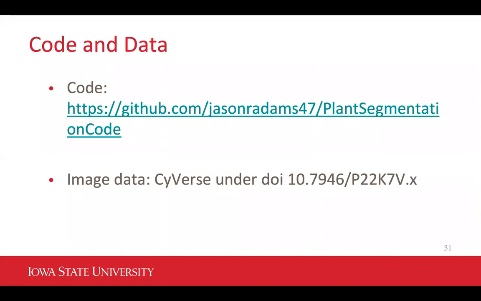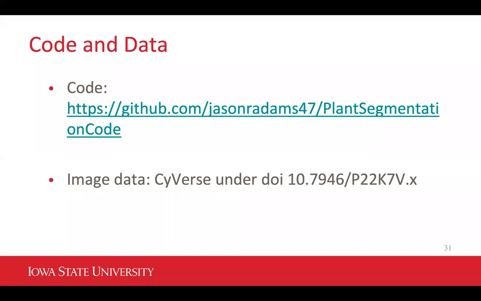Okay, the code is online on this GitHub. Its code is based on R, so it can be easily implemented. And the raw image data is stored on servers under this DOI, which I list here. So if you are interested, you can try our method.